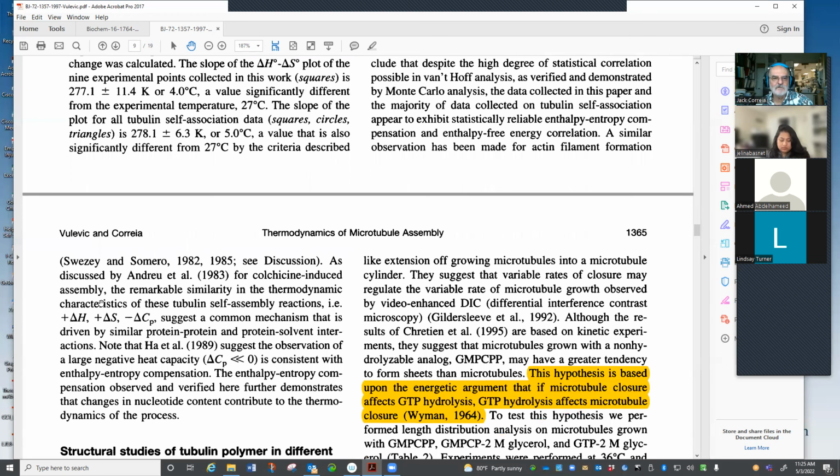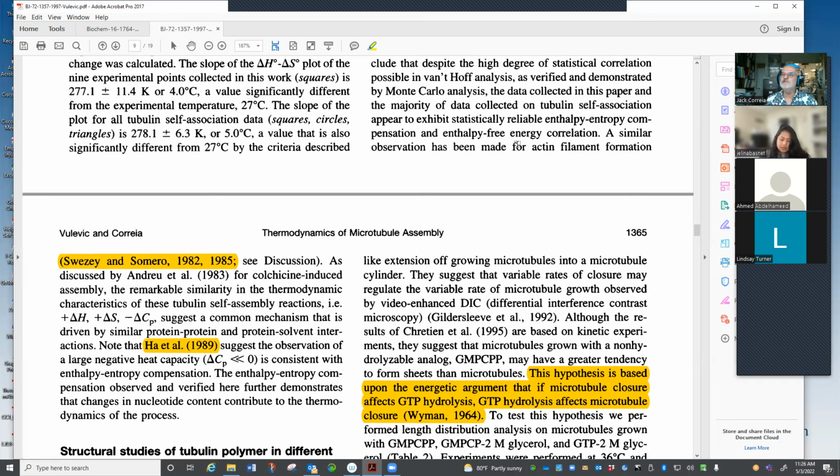And so this is sort of the conclusion of this section, that this positive enthalpy, positive entropy, negative heat capacity is consistent with the presence of the hydrophobic effect and an enthalpy-entropy compensation, and a number of different systems were discussed in this way. So the Sweezy and Samara papers are on actin assembly. The Ha et al. paper is actually on protein binding to DNA, okay? And these all have similar van 't Hoff plots and all are consistent with positive enthalpy, positive entropy, negative heat capacity, okay? And so this is the level at which we're discussing this.